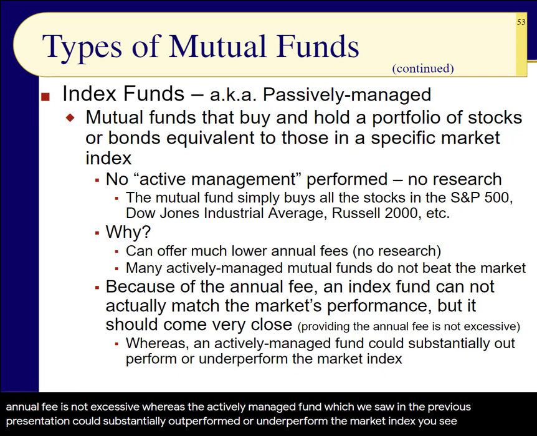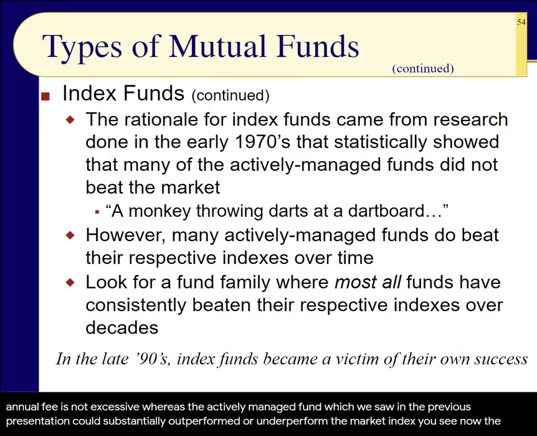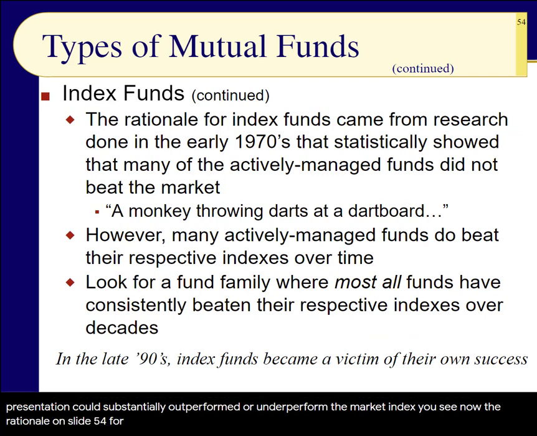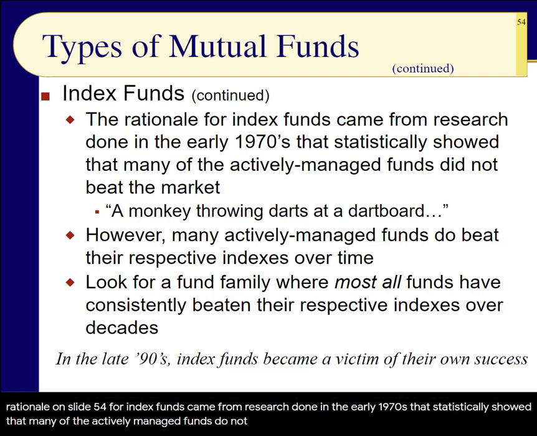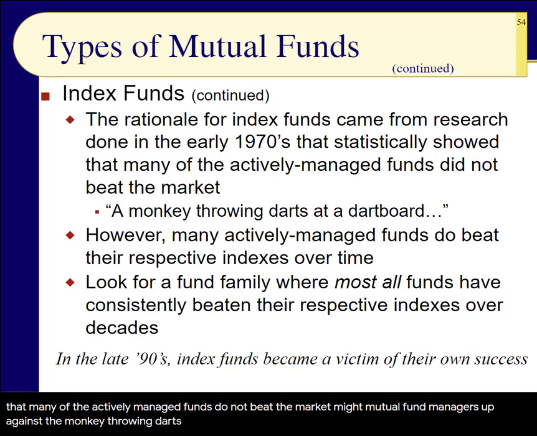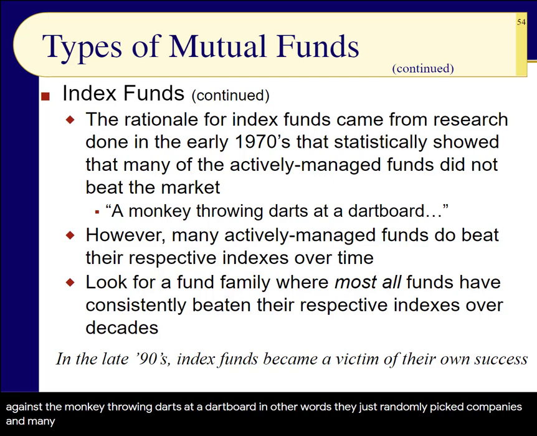You see? Now, the rationale on slide 54 for index funds came from research done in the early 1970s that statistically showed that many of the actively managed funds do not beat the market. They put these mutual fund managers up against a monkey throwing darts at a dartboard. In other words, they just randomly picked companies. And many of the mutual fund managers did not beat the randomly picked choices of stocks.